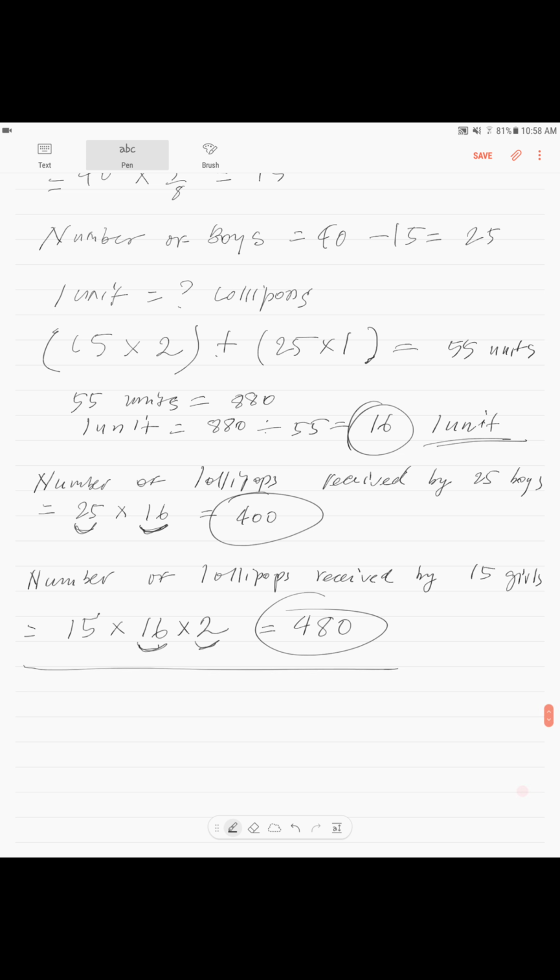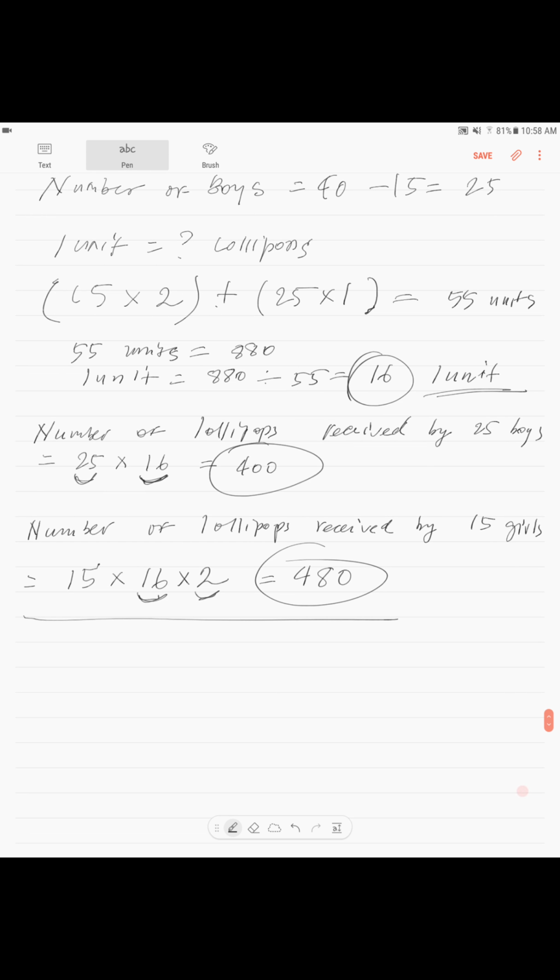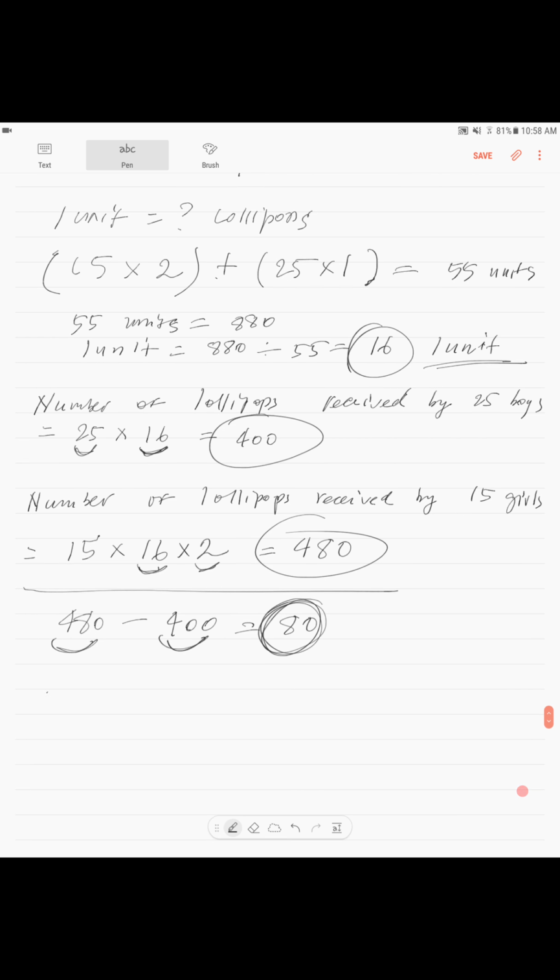So the question is, how many more lollipops did all the girls receive, right? We need to know the difference. And this is what we do. 480 girls, 400 boys, 80. This is your answer, okay? All the girls received 80 more lollipops than all the boys.